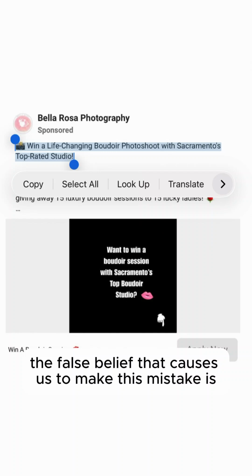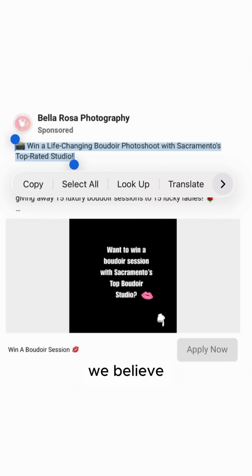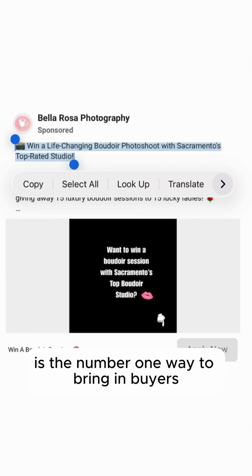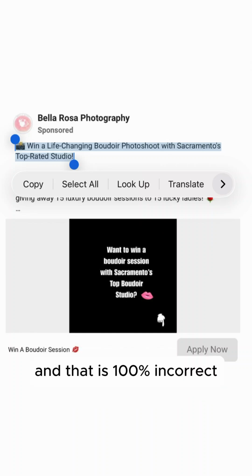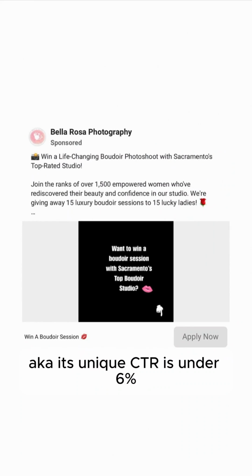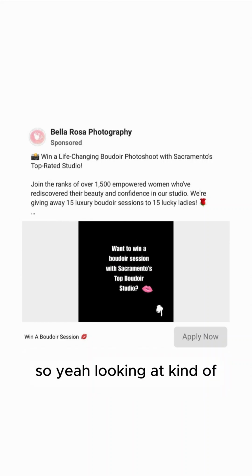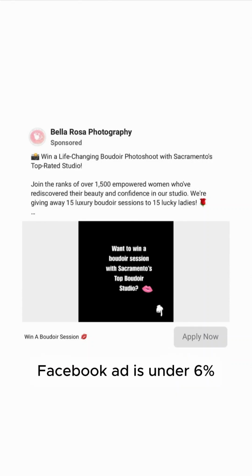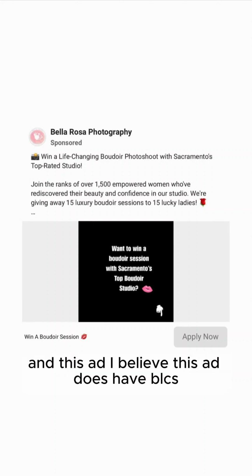The false belief that caused us to make this mistake is we believe putting only a little bit of context in our headline is the number one way to bring in buyers. And that is 100% incorrect when dealing with Facebook ads. So looking at this, do I believe this has BLCS, aka its unique CTRL is under 6%? Looking at all the things that I've pointed out, yes, I do believe the unique CTRL of this Boudoir Facebook ad is under 6%, and I believe this ad does have BLCS.